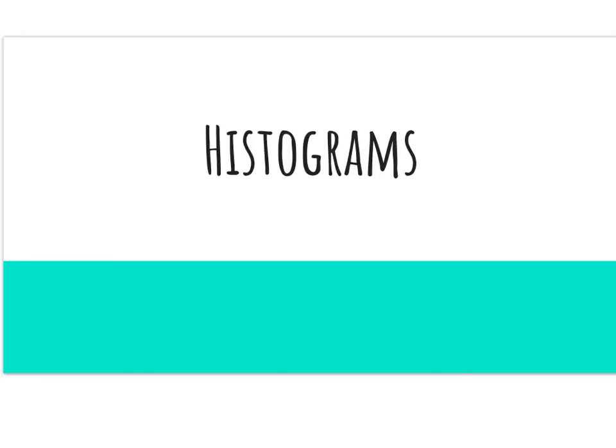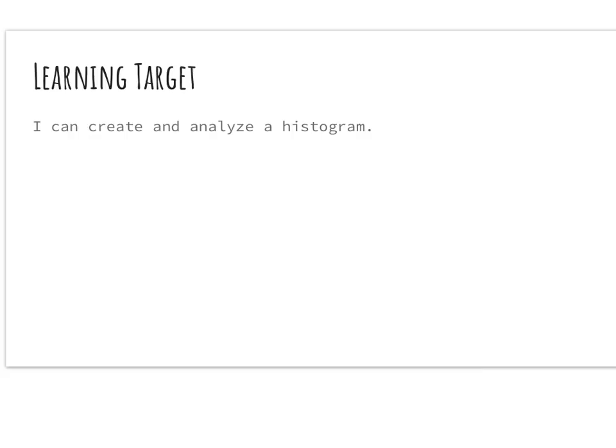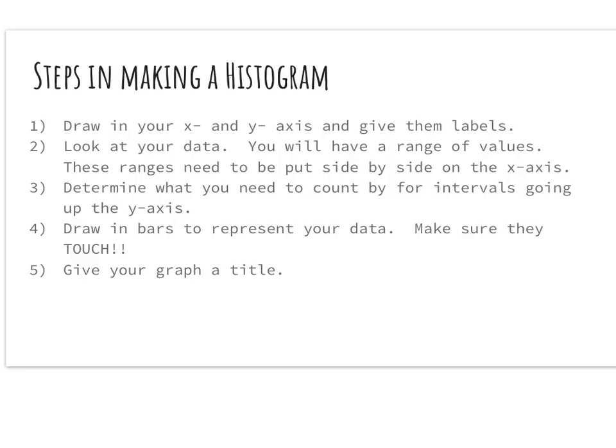This lesson is all about how to make histograms. More specifically, your learning target is I can create and analyze a histogram. So there's some steps in creating your histogram. First, we need to have a template drawn out so that we can create the graph on it. So we need an X and a Y axis, and of course those are going to need some labels.